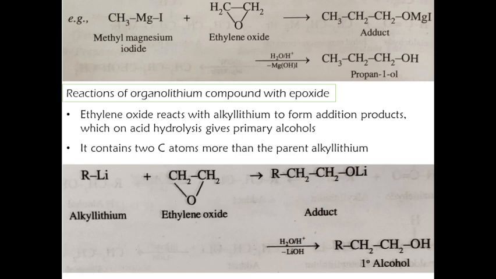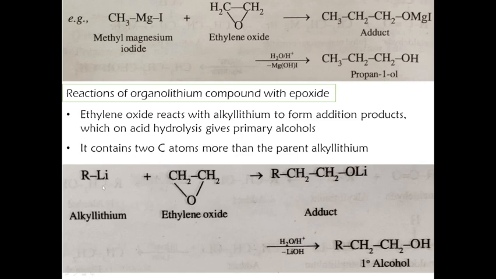Okay, so next are the reactions of organolithium compounds with epoxides. Epoxides can react with organolithium compounds in a similar way. Ethylene oxide reacts with alkyl lithium to form addition products which on acid hydrolysis give a primary alcohol. Almost a similar reaction. Instead of Grignard reagent, here we take alkyl lithium. It contains two carbon atoms more than the parent alkyl lithium. The same way it reacts.